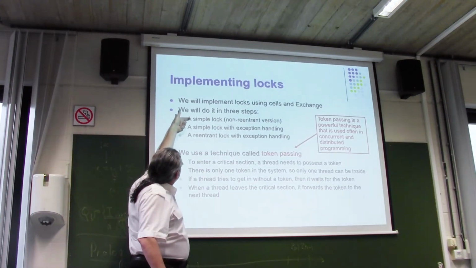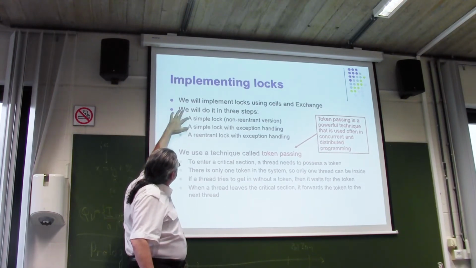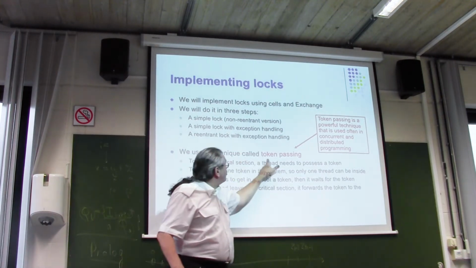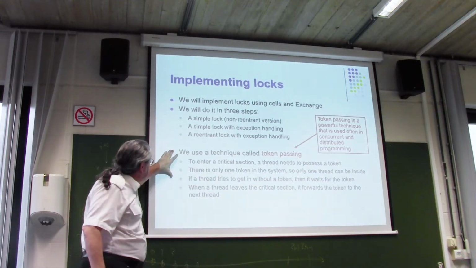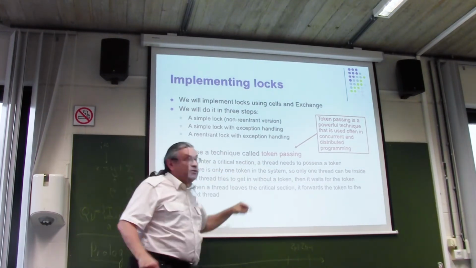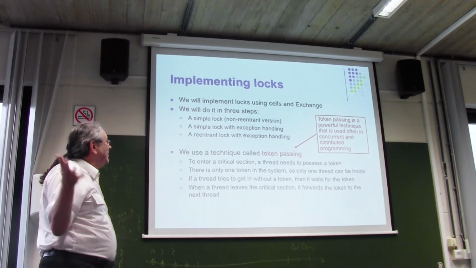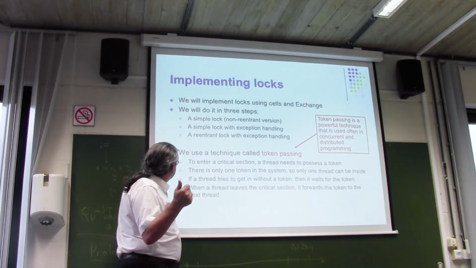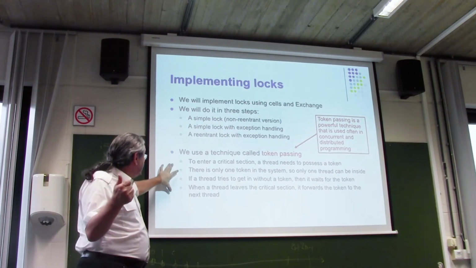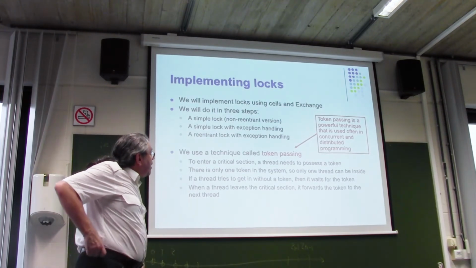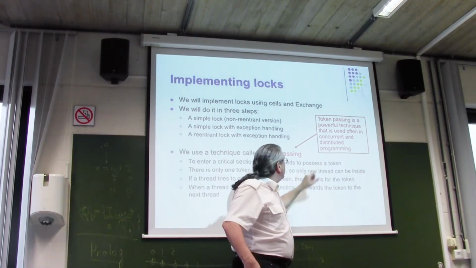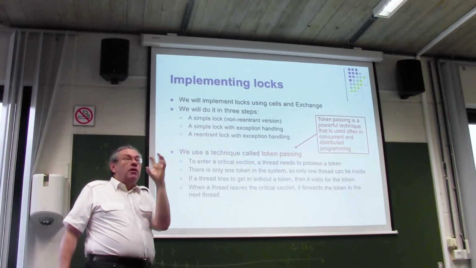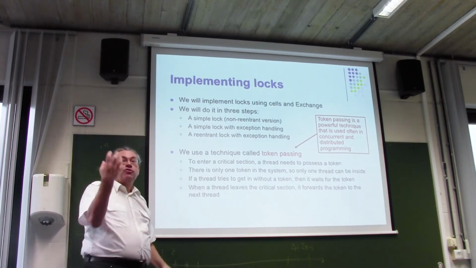So the main idea is the first one. The first one, the simple lock, really shows you the idea. And the idea is called token passing. This is a very powerful technique. It's used a lot, everywhere, in many, many systems. This is an example of that technique. Token passing is a technique that's used in concurrent and distributed programs a lot. And it's based on a concept called a token, in French, un jeton.